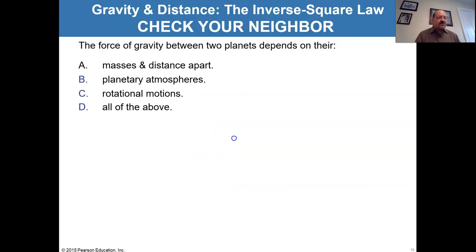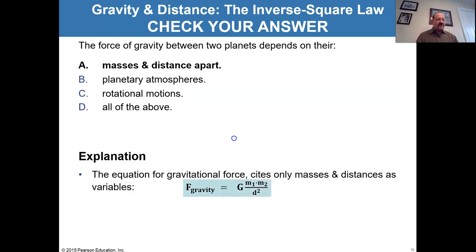All right, so here are a couple questions to test your understanding of it. The force of gravity between 2 planets depends on their A, masses and distances apart, B, planetary atmospheres, C, rotational motions, D, all of the above. Well, remember the formula. The formula says force of gravity equals some constant, big G, times the mass of the first object, the mass of the second object, they're multiplied together, and divided by the distance between the objects' centers squared. So it's only dependent on the mass and the distance. Rotation and atmospheres are completely irrelevant, have nothing to do with gravity. All you care about is where the mass is centered and how big that distance is between those centers.